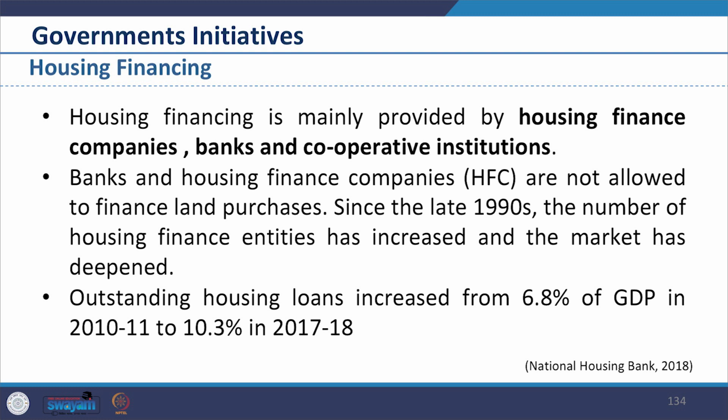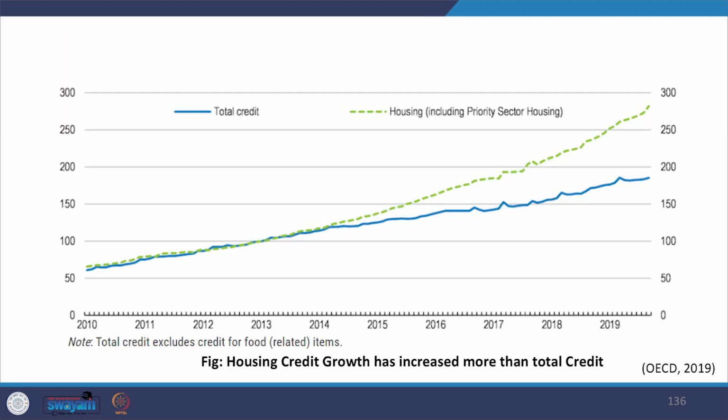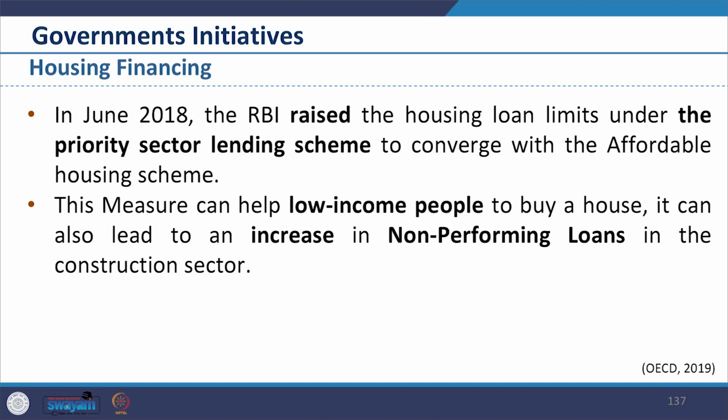The housing financing companies' share in total loans to the housing sector has increased in past decades to reach almost 44% in 2017-18. The figure we see, the blue line indicates the total credit and the green line indicates housing sector credit. We see that it has increased considerably in the country to help fight the shortage. We further see that in June 2018, the RBI raised the housing loan limits under the property sector lending scheme to converge with the affordable housing scheme.